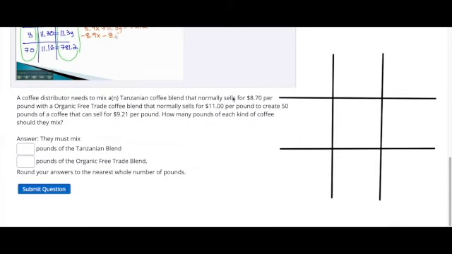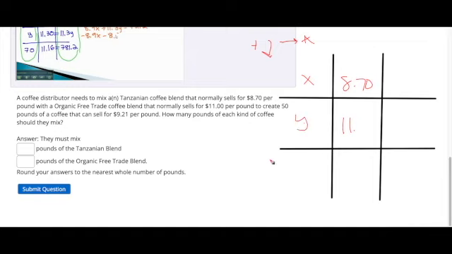This is a coffee problem. All right, so same things before, multiplying across, adding down. I'm not going to put the guide. Well, I guess I will. Multiplying across, adding down. Let's put it together. So we're going to have a Tanzanian coffee blend that sells for $8.70 per pound. Let's put it for X. And we're going to put it with an organic free trade coffee that sells for $11 per pound. I'm not even going to put a decimal there. And we have Y for that.